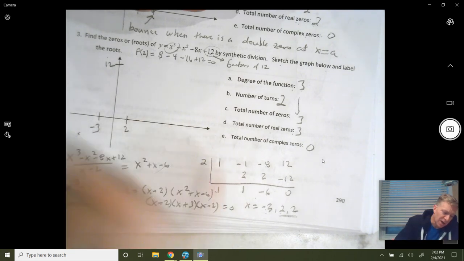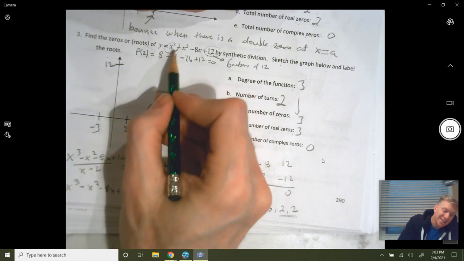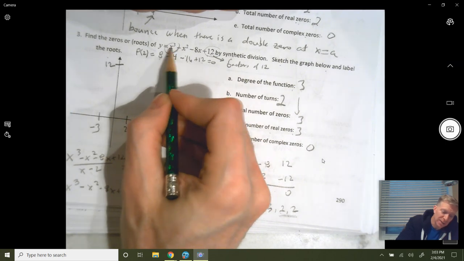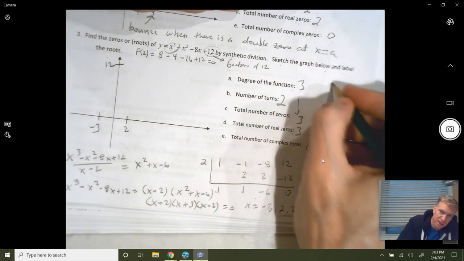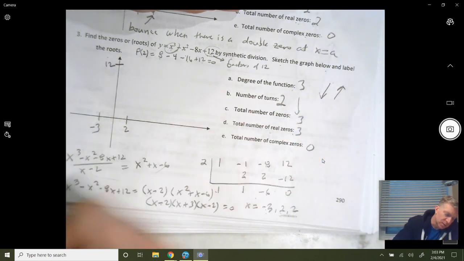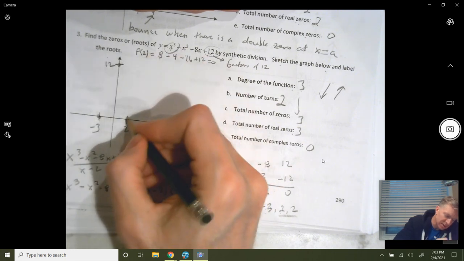And remember, there's a bounce at 2. We also know this is odd degree and a positive lead coefficient. Odd degree and positive lead coefficient, our end behavior is down on the left, up to the right. Okay, so we know we're going to pass through this point. We're going to hit this point. We're going to bounce on this point.